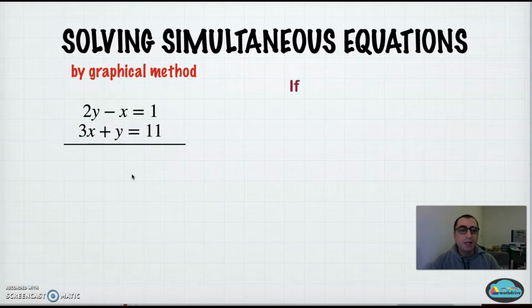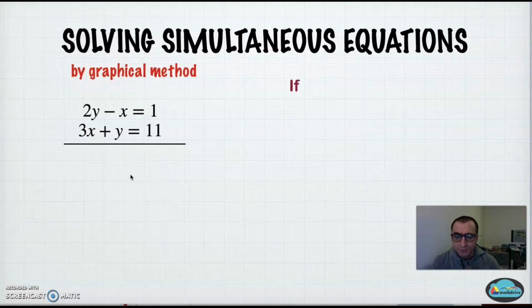And then they are going to intersect at one particular point. And that point with the coordinates x and y is going to be the solution for this pair of equations. So x is for x, y is for y.